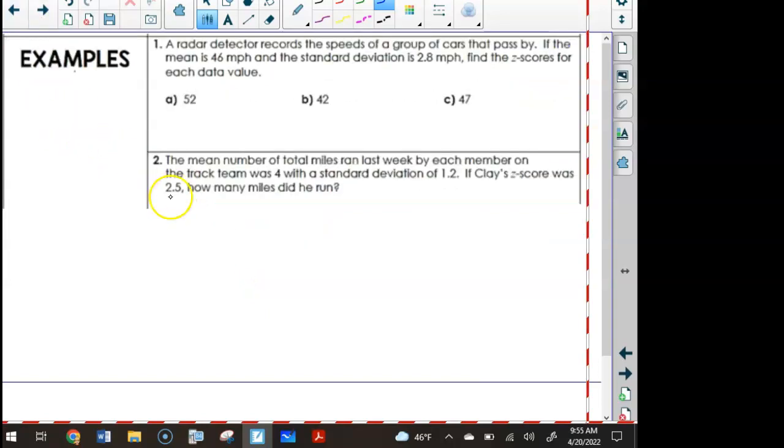If you take AP Stats, you use z-scores a lot. We're not going to use it a ton because we're going to use our calculator on some of these. But it says, a radar detector records the speeds of a group of cars that pass by. If the mean is 46 and the standard deviation is 2.8, find the z-score for each data value. So this is our score, 52. So we would do 52 minus 46, that is 6 points above, and the standard deviation is 2.8. So how many standard deviations is that? It's roughly 2, but can someone tell me?